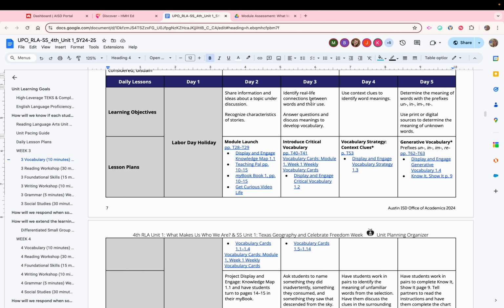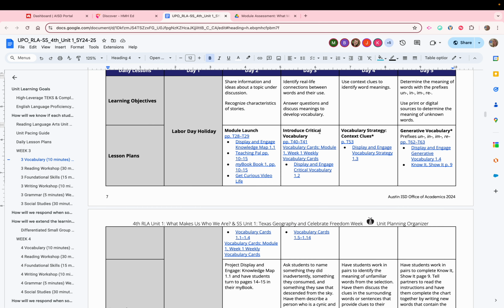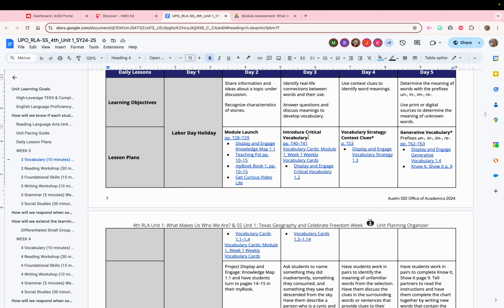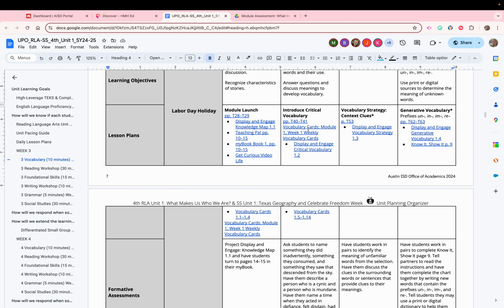And I see that my learning objective is to identify some real-life connections between words and their use and answer questions and discuss meanings to develop vocabulary. I also see that it's a critical vocabulary day. There are some vocabulary cards listed, a display and engage poster, and then here's the vocabulary cards again.